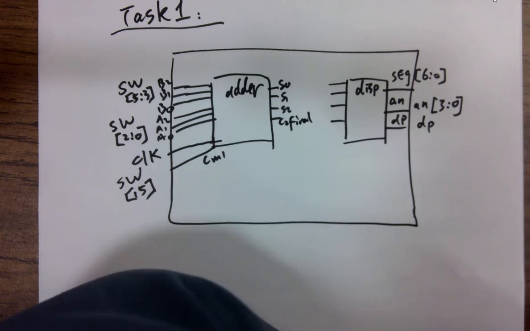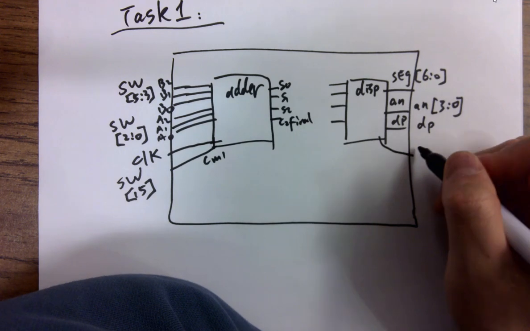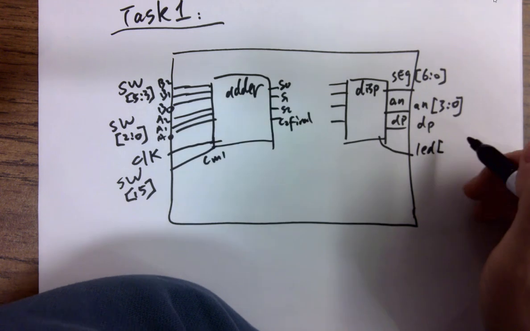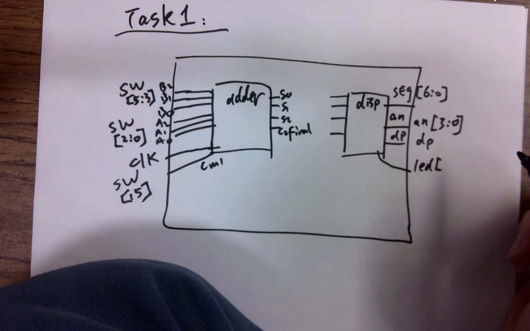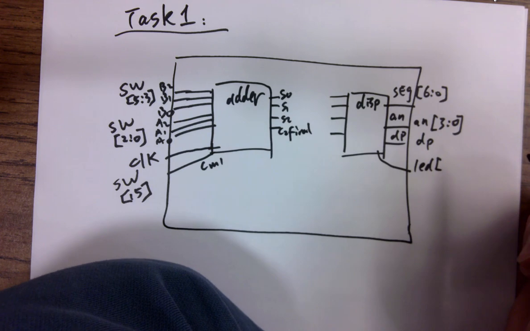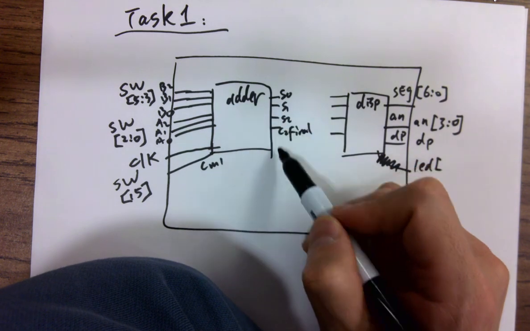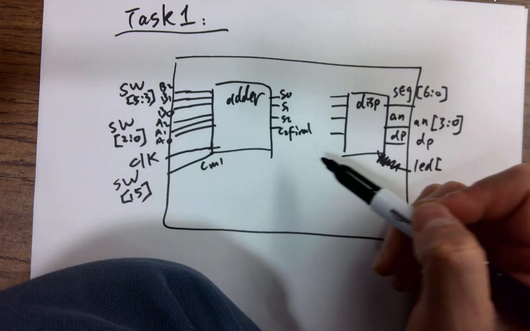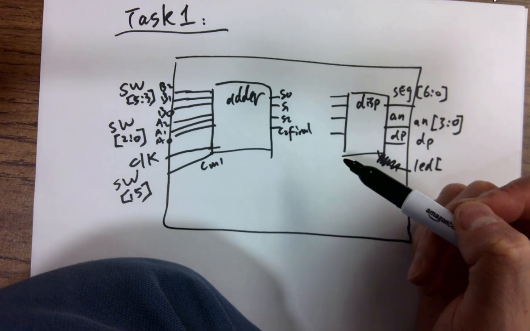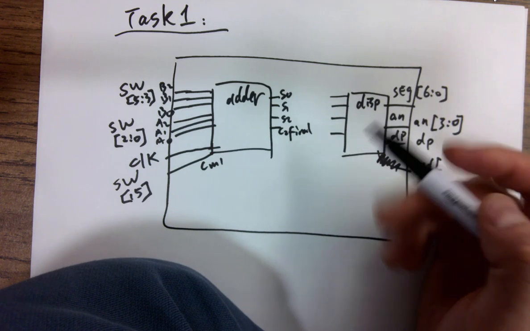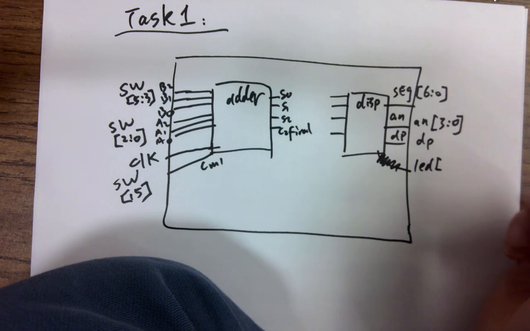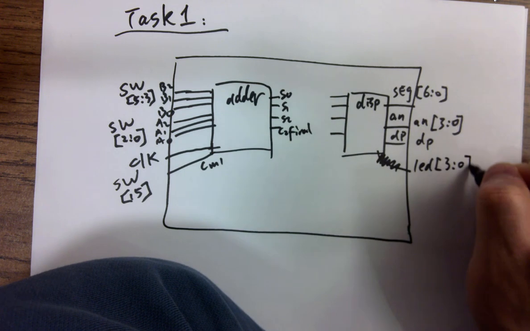Anything else? LEDs, right? You're expecting LEDs to come directly from here, because this is already the 4-bit binary output. So you want to look at the LED output in binary form as well. So LEDs could be from 3 to 0 for the results.